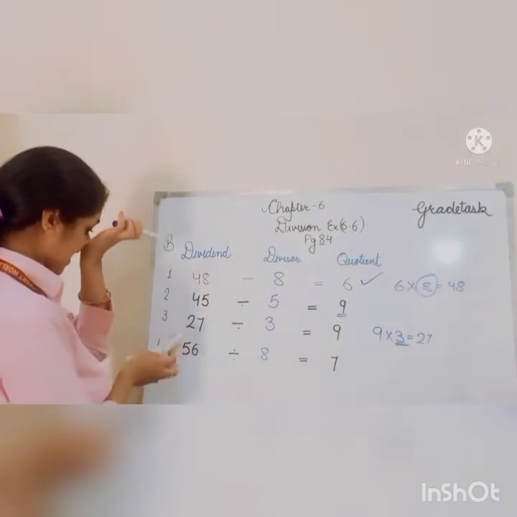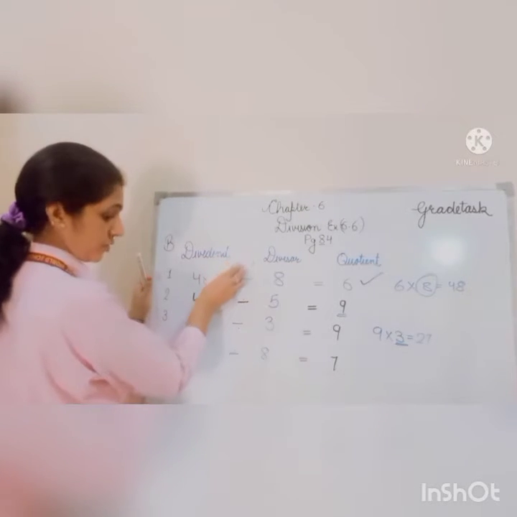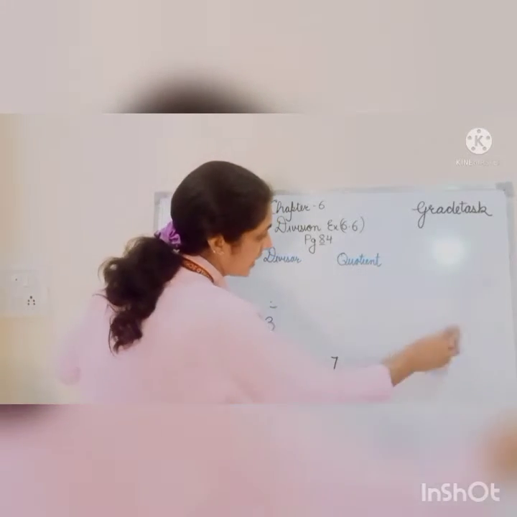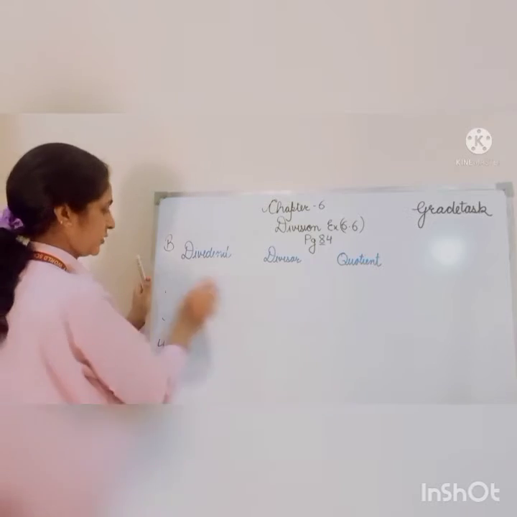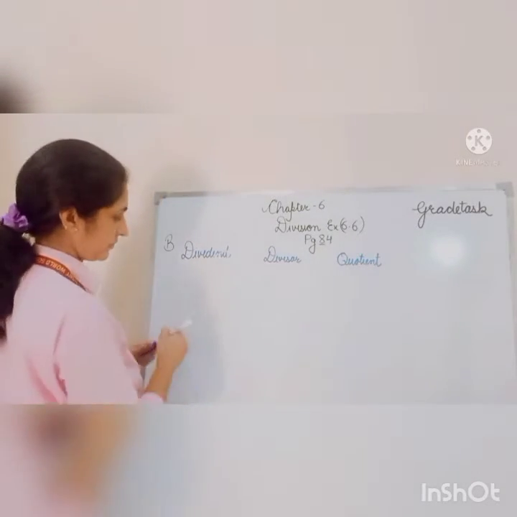Okay, next part: somewhere you have to find the quotient, somewhere you have to find the dividend and divisor. So you have to complete the table. The question is, complete the table.